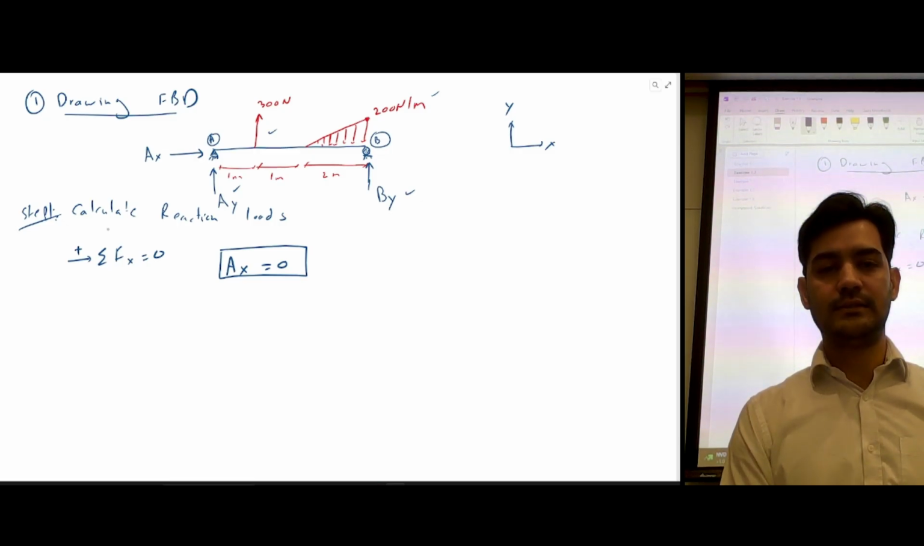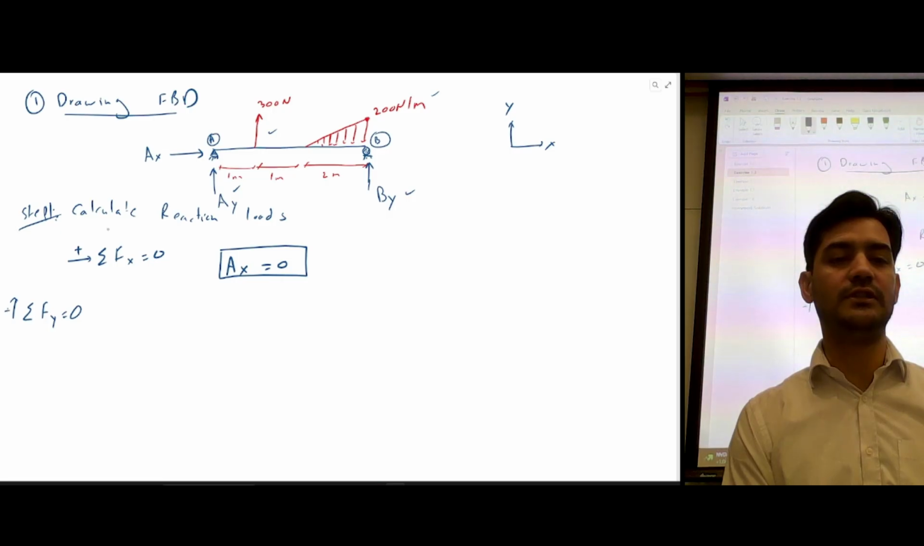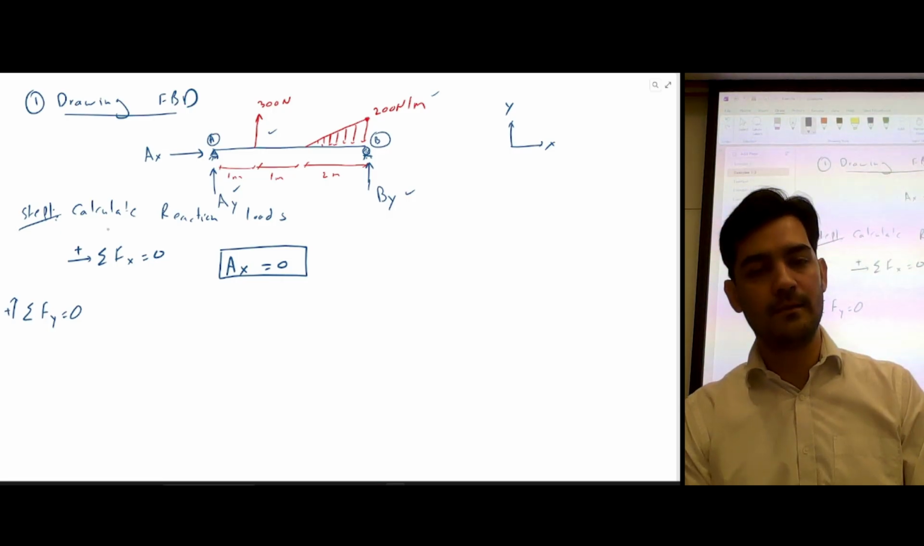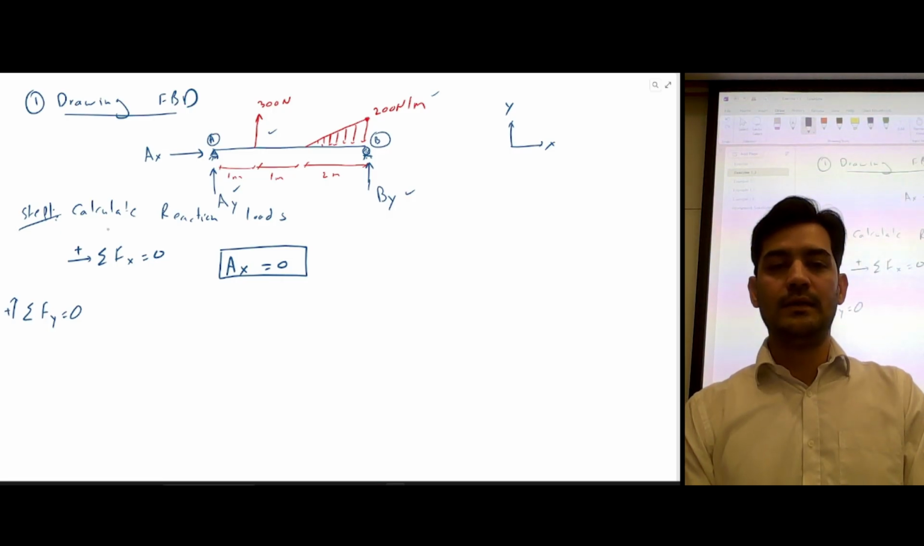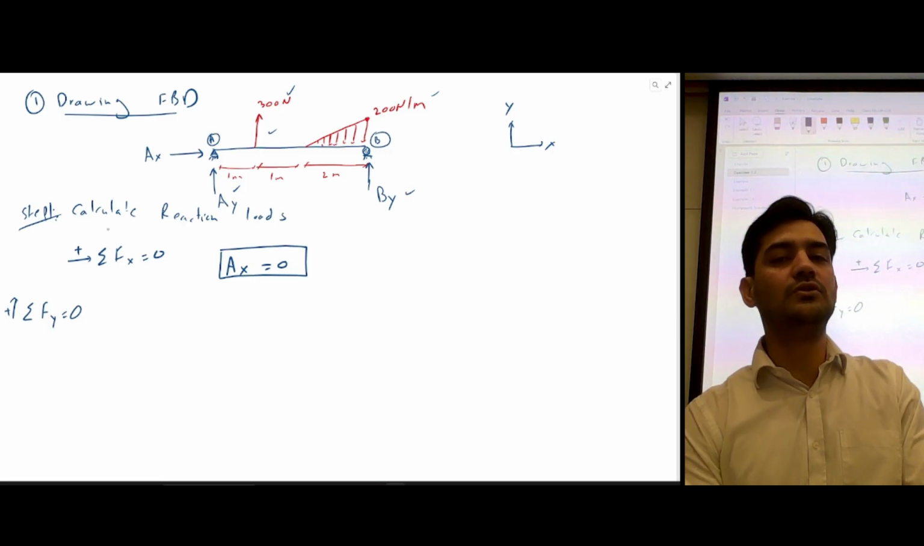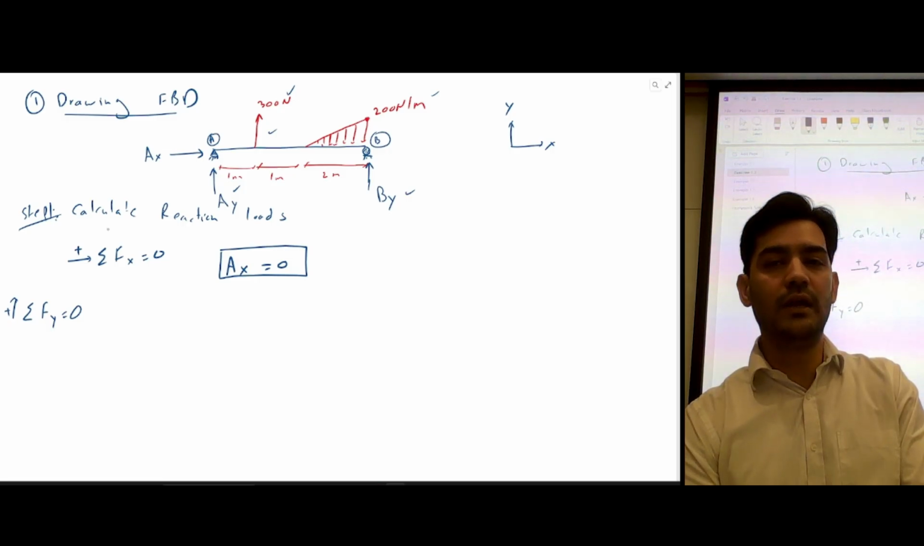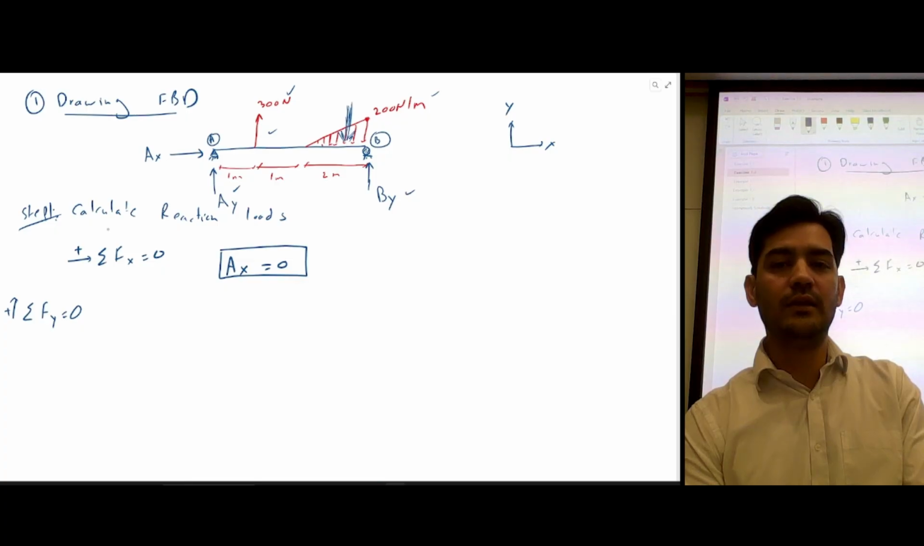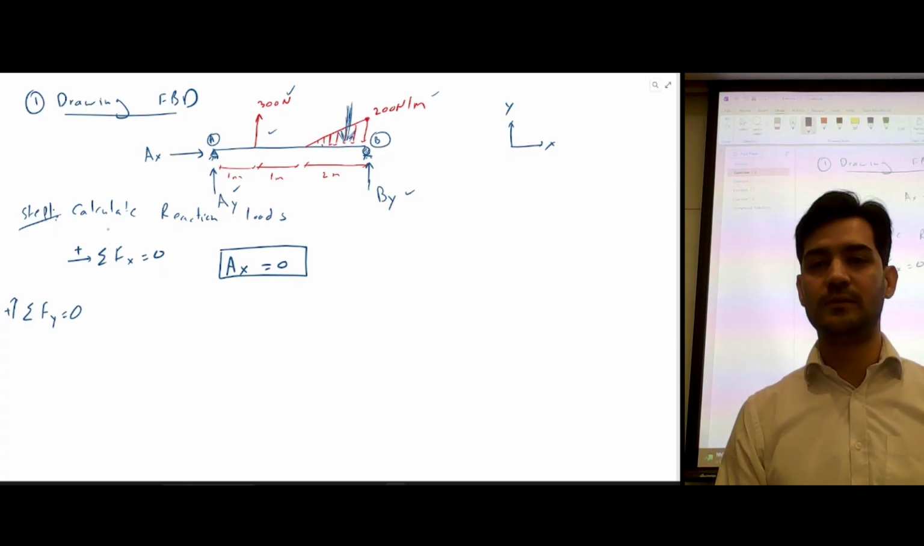And the second equilibrium equation is summation of Fy is equal to 0. We'll assume all the forces acting upward are positive. So for the external load, this is a point load, so this is fine, but this is a triangular load. So we have to convert this triangular load into an equivalent point load so that we can do the summation of forces.